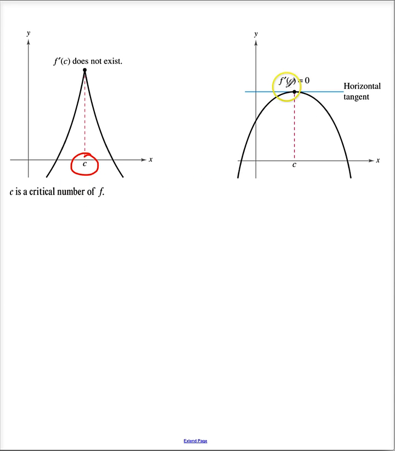Now right here, the first derivative is 0, and you have this horizontal tangent. This is something we'll cover over and over again. At this point, f prime of c is 0. So c is again a critical number. Now I want you to remember, critical numbers are x values.